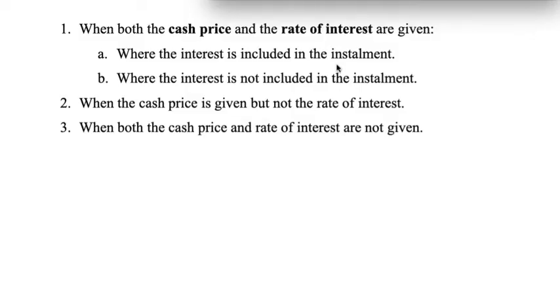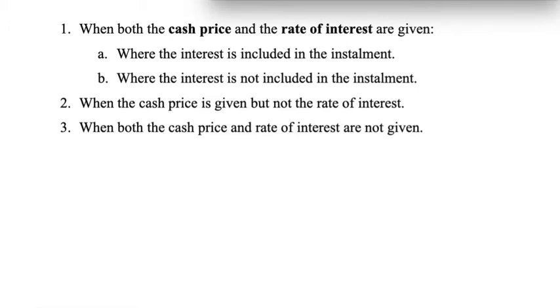Now here we have around three cases. First, when both the cash price and the rate of interest are given. In that, we have when the interest is included in the installment, and the next one where the interest is not included in the installment. Then the second condition is when the cash price is given but not the rate of interest. The third is when both the cash price as well as the rate of interest are not given. So we are going to take up problems on all these three different methods, and then we'll see how we are going to calculate the rate of interest or the interest amount.